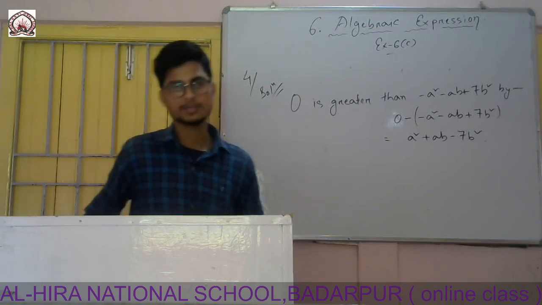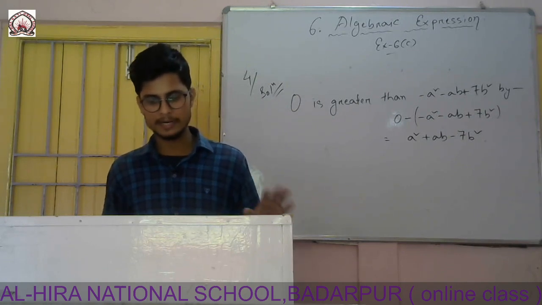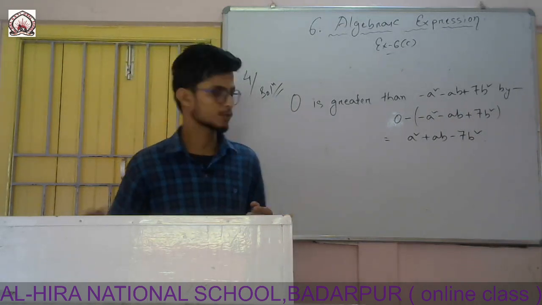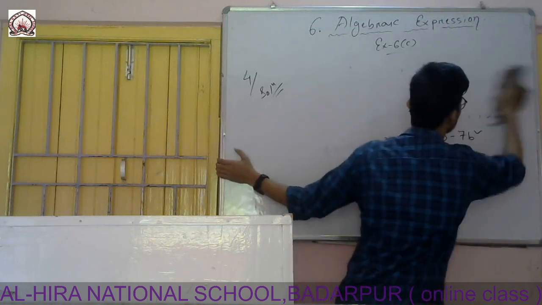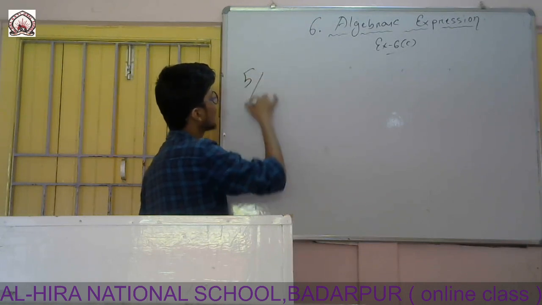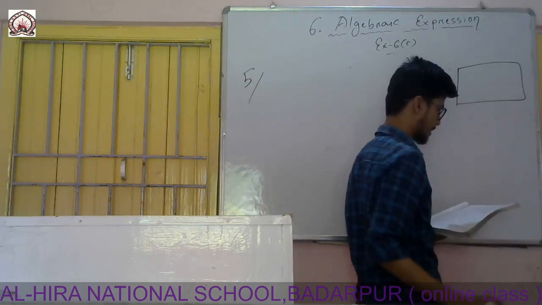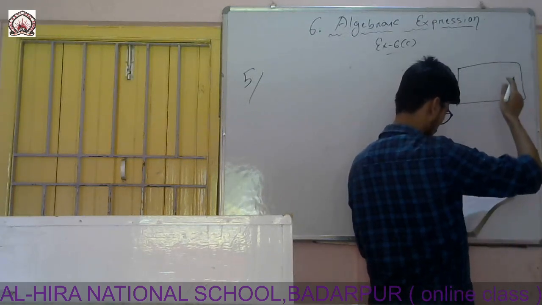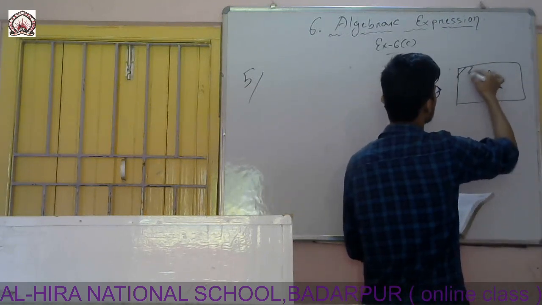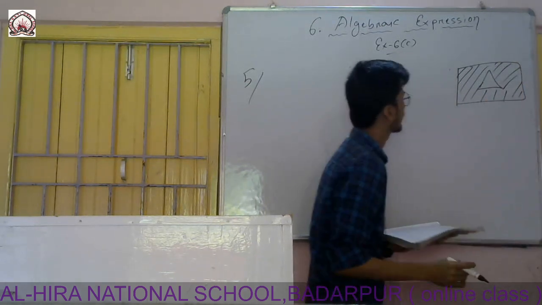Okay, now see question number 5. The area of a square is given, and a triangle inside the square has an area also given. So simply you have to find out the shaded portion. There is a picture, you see a diagram. There is a square given and a triangle is inside. So you have to find the area of this shaded area which is outside this triangle.